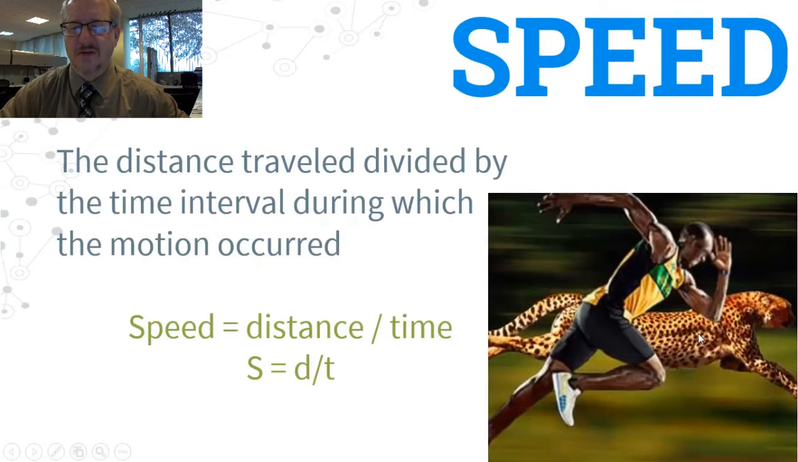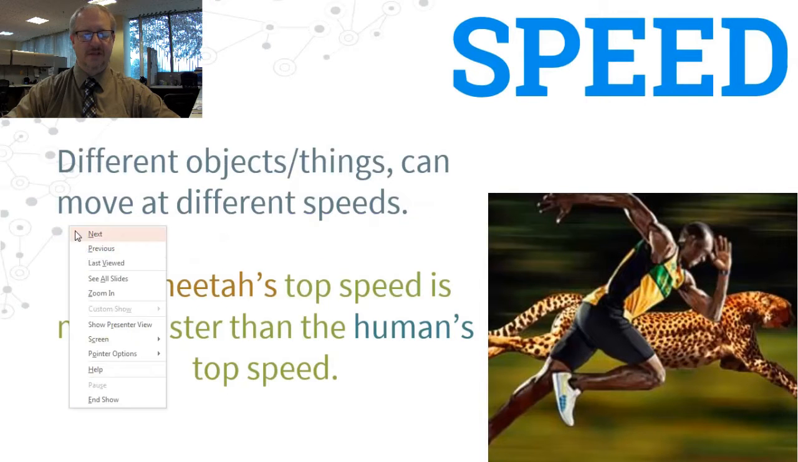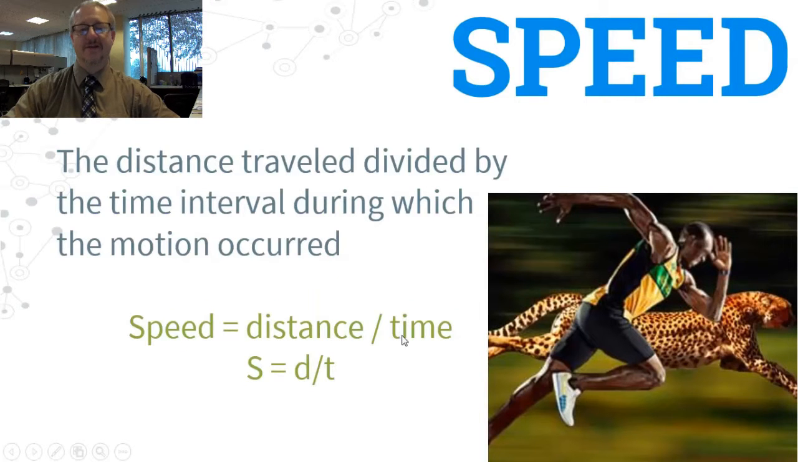Speed, let's talk about speed. Here you see a picture of a cheetah and Usain Bolt, the world's fastest man. We know that speed is basically the distance traveled divided by the time interval during which that motion occurred. In a more mathematical and simplified version, speed is equal to the distance divided by time. We can shorten that to S. Actually, we tend to use V there, but we'll get to that later. But speed equals distance divided by time. S equals D divided by T.